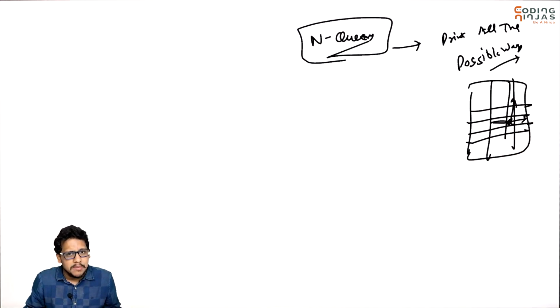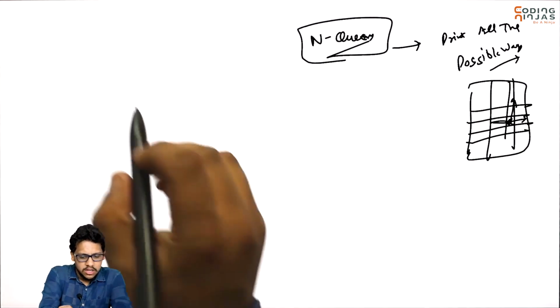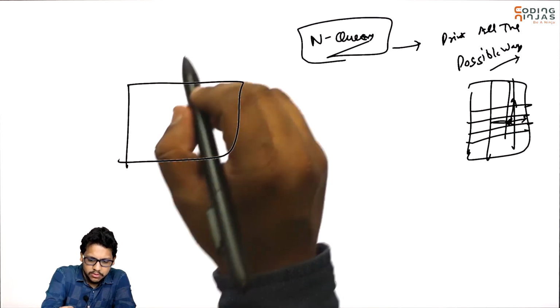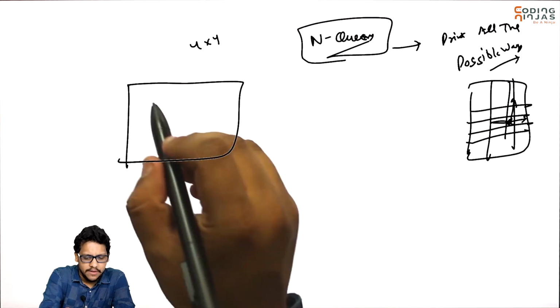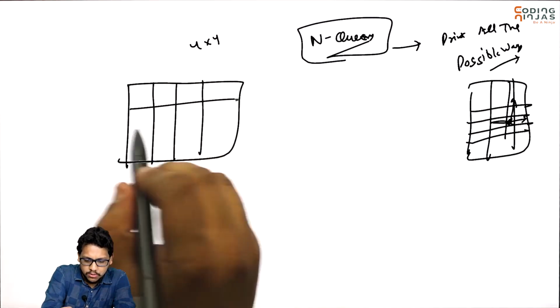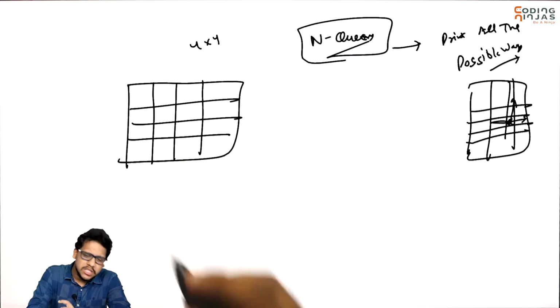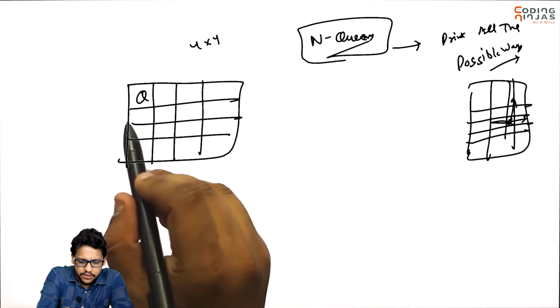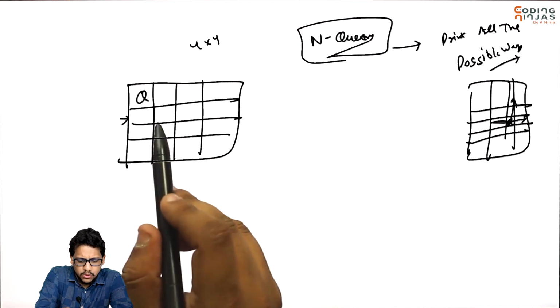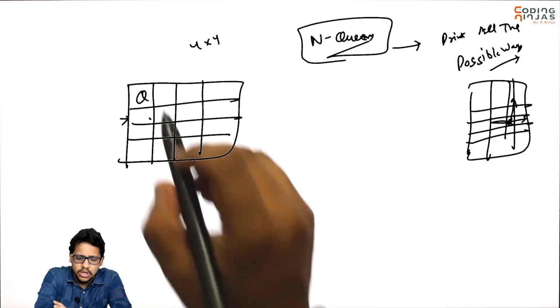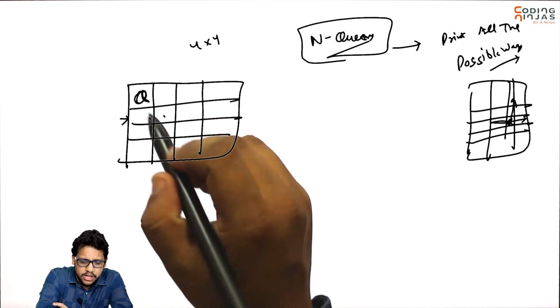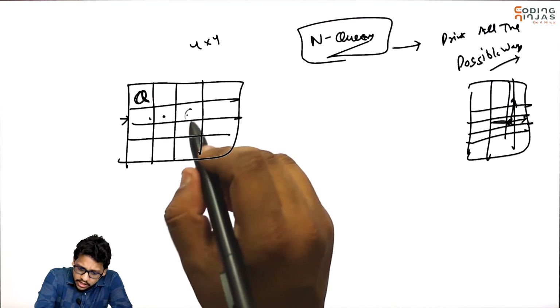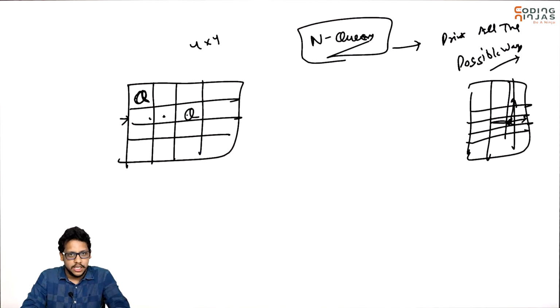So it's a typical backtracking problem, and how will we solve that? We will take an n cross n chessboard. Let's say we have a 4 cross 4 chessboard and we need to place 4 queens on this board. You will start from here. In the first row you will put Q here, then go further and try to put Q here, but you cannot because Q is present here, and you cannot put here either. You can put here, so you put it and move on to the next row.